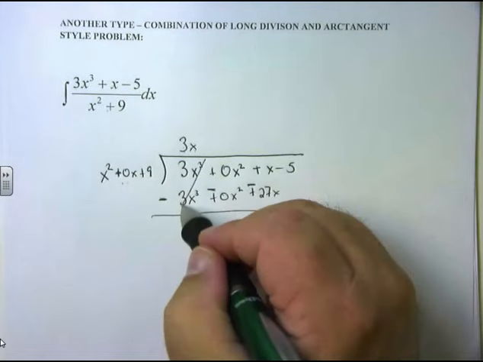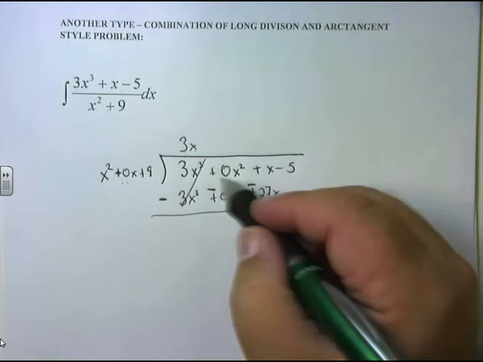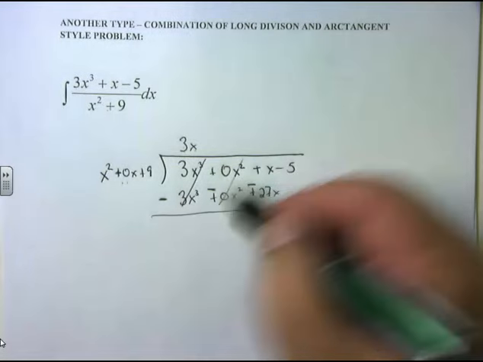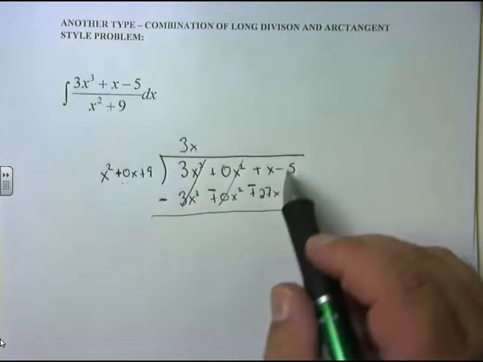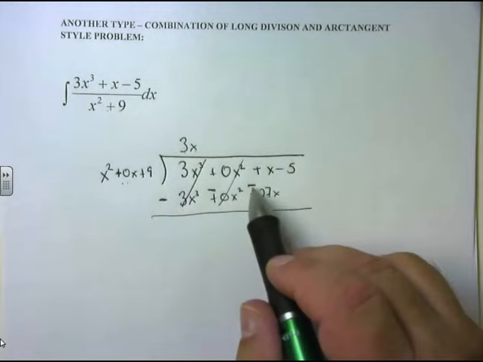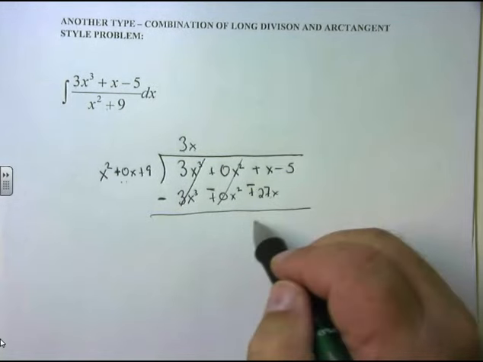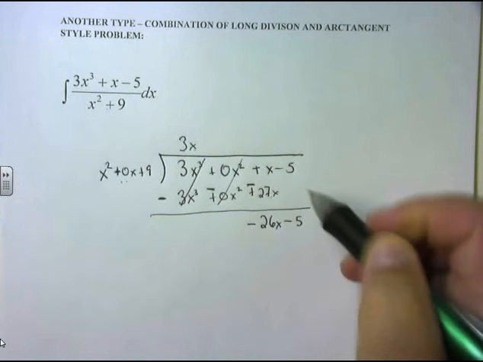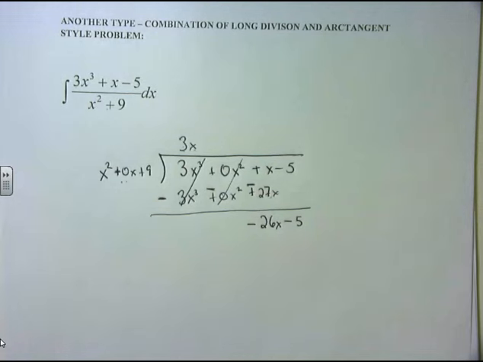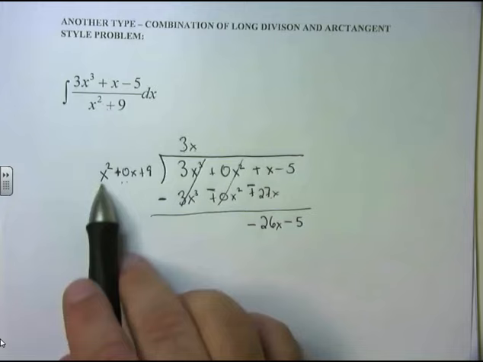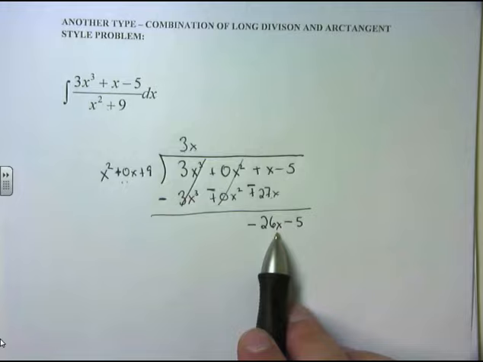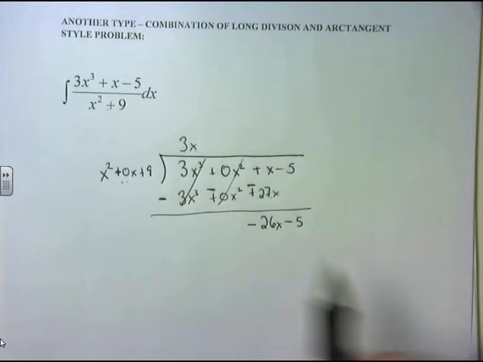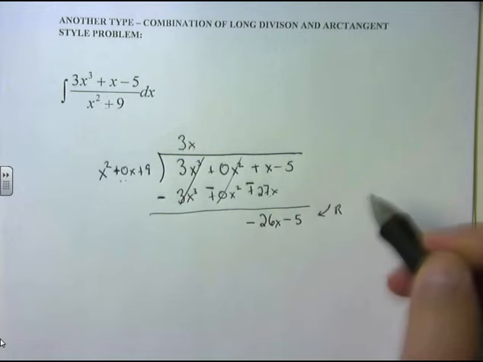And you'll notice this term cancels. Also, 0x squared minus 0x squared is pretty much 0x squared. But then I've got 1x minus 27x. That's going to give me a negative 26x, and you bring down your next victim, minus 5. And then you play the game all over again. However, x squared does not go into x because this is a smaller degree, so this is called the remainder.